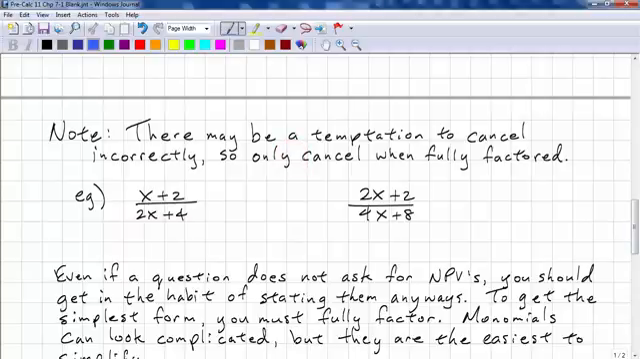And note, there may be a temptation to cancel incorrectly. So only cancel when it's fully factored. So there's a temptation to do this. I see a 2, so I cancel it out. But this 2 is being multiplied by the x, and we have terms here. So we can't cancel it out. Even if we did this, we still can't cancel it out because we need to cancel something out from every term. So incorrect. And x does not equal -2. And again, this is incorrect because it's not fully factored.